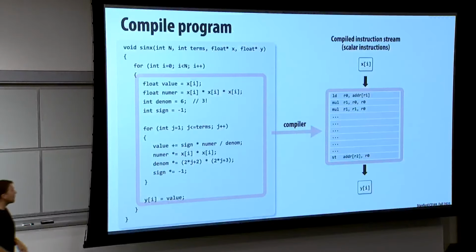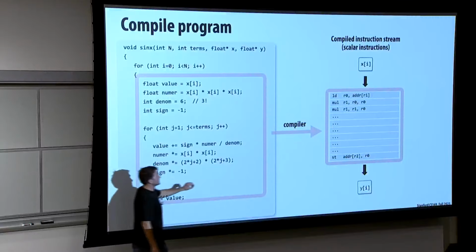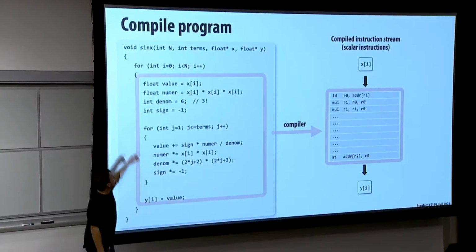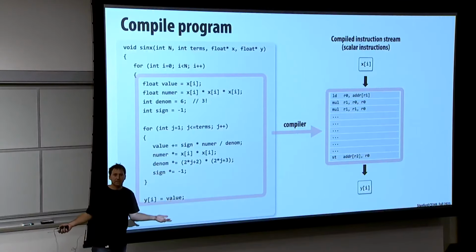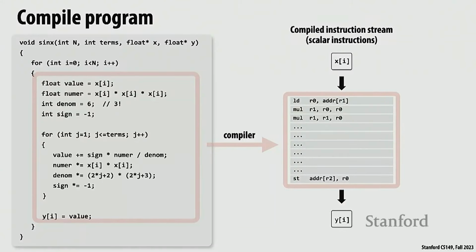So if we compile this program, we run Clang or GCC, pick your favorite compiler, we're going to get out a sequence of instructions for this program. And I want you to focus on the sequence of instructions that's the basic block inside the for loop. At the moment we're going to think about a sequence of instructions that says, once I load x sub i, here's all the stuff I have to do to produce the value that is then stored to y sub i.